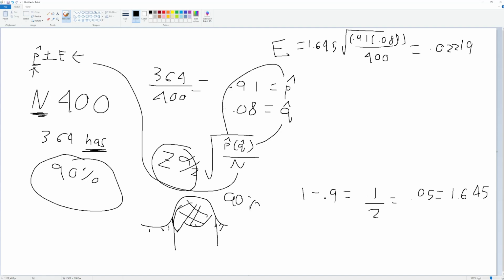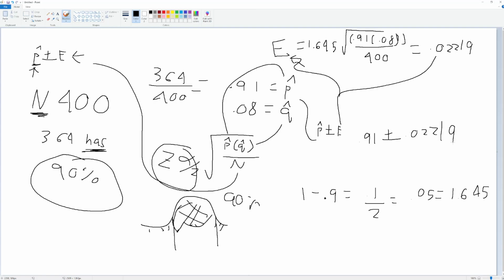Cool. Now we can solve the actual problem. Did I write the formula anywhere? Does not look like it. Cool. Our actual formula is p hat plus or minus E. Well, we have p hat, and we just found E. This guy's E. Whoops, right there. Cool. So let's write it down. 0.91 plus or minus 0.02219. Pretty easy. Let me plug it into the calculator.